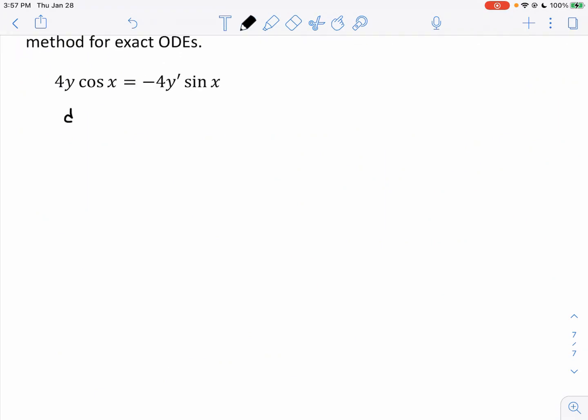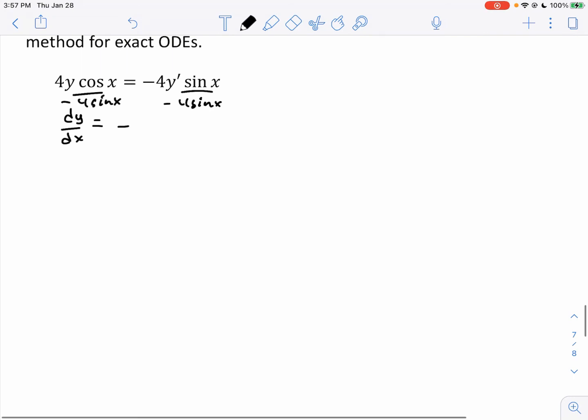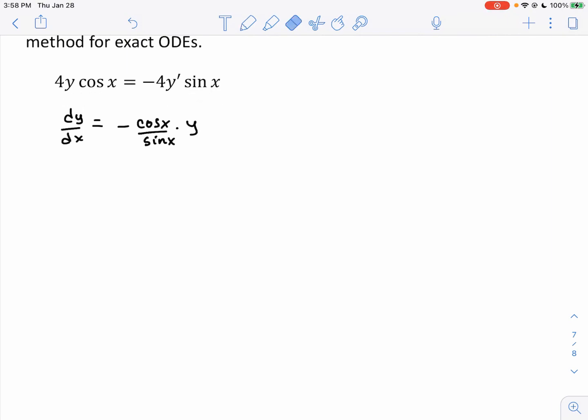So I'm going to solve for the y prime. We have y prime, which is the same as dy/dx, is equal to negative, then we had cosine divided by sine. That was going to be a cotangent, where I'm just dividing essentially both sides by -4 sine x to get y prime isolated. So divide by -4 sine x. So the negative came from the 4 over -4, and we have a cosine over sine, that's a cotangent. We could leave it cosine over sine if that's helpful. In fact, it could be helpful if you want to do a substitution. And then times y. Okay, so there's our y prime isolated.